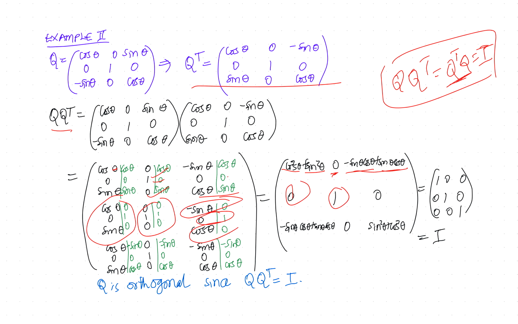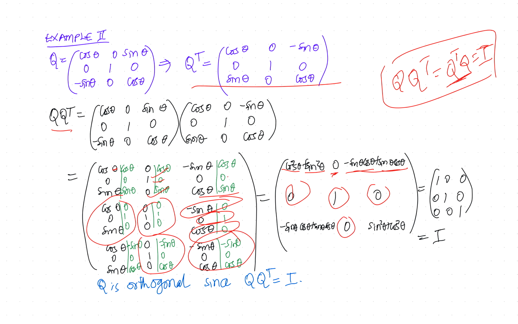And then lastly, you have cos theta times minus sine theta. That's minus sine theta cos theta. Then sine theta cos theta. So you have minus sine theta cos theta plus sine theta cos theta, right? And then, of course, here, 0 times minus sine theta, that's 0. 1 times 0, 0. 0 times cos theta is 0. And lastly, you have minus sine theta times minus sine theta, that's sine squared theta, plus cos theta times cos theta, that's cos squared theta.